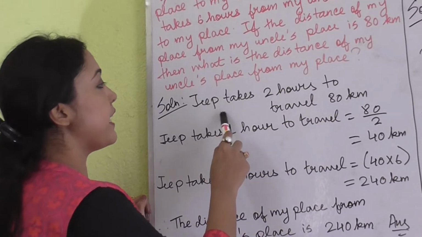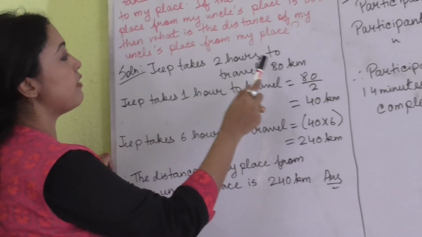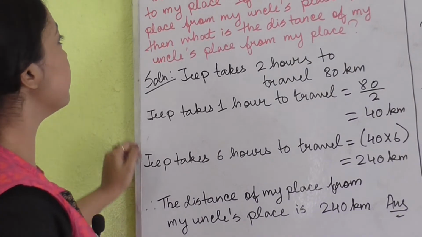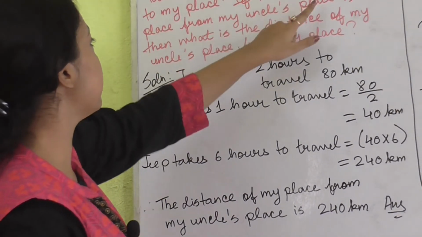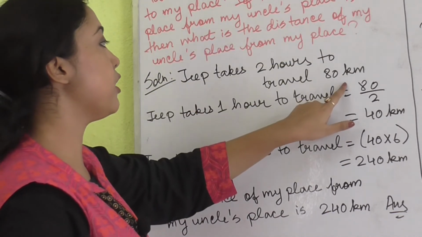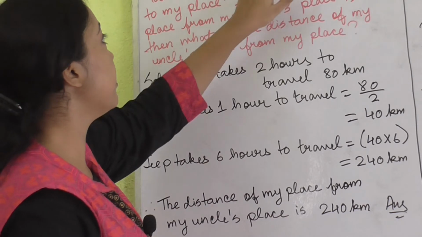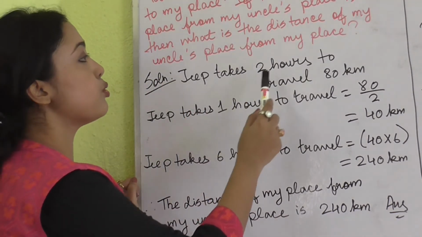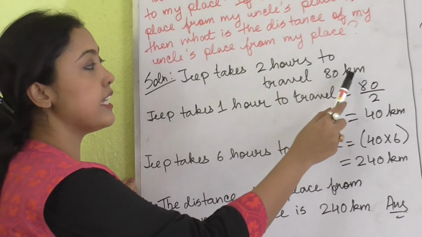Now, here you can see the jeep takes 2 hours to travel 80 kilometers, because the distance of my place from my uncle's place is 80 kilometers and the jeep takes 2 hours from my place to uncle's place. So that is why the jeep takes 2 hours to travel 80 kilometers.